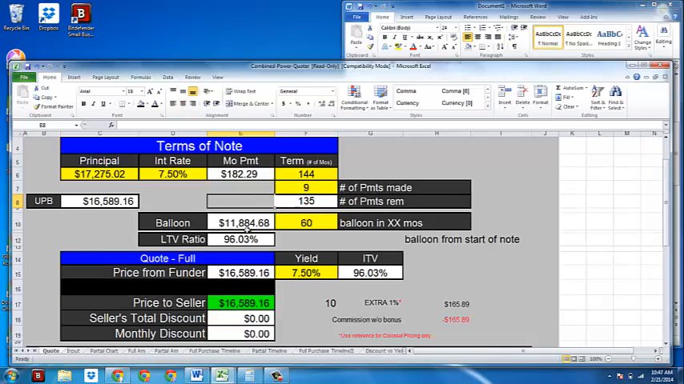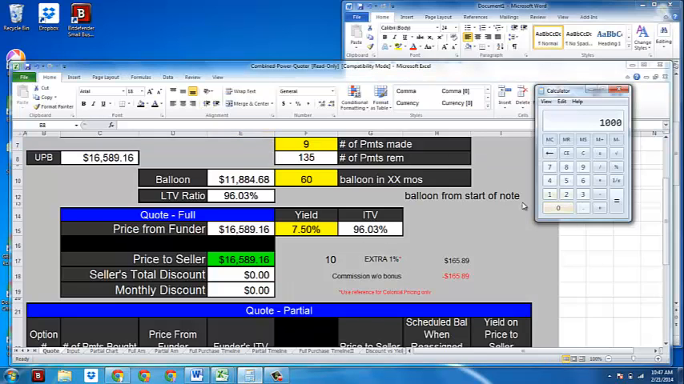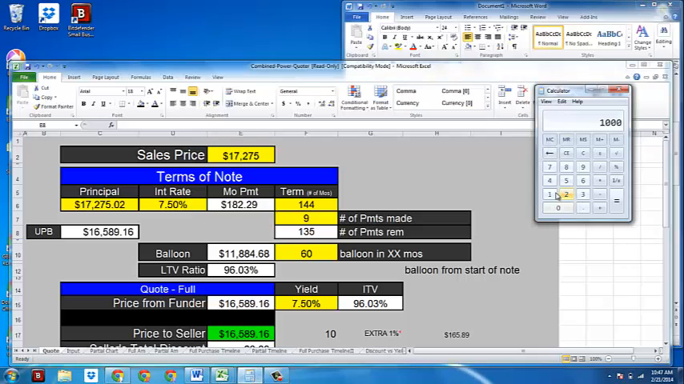So this is what I expect over the next 135 months. I am going to get $182.29. $182.29 times 135 payments. I'm going to earn $24,609.15, less the face value of the note of $1,725.